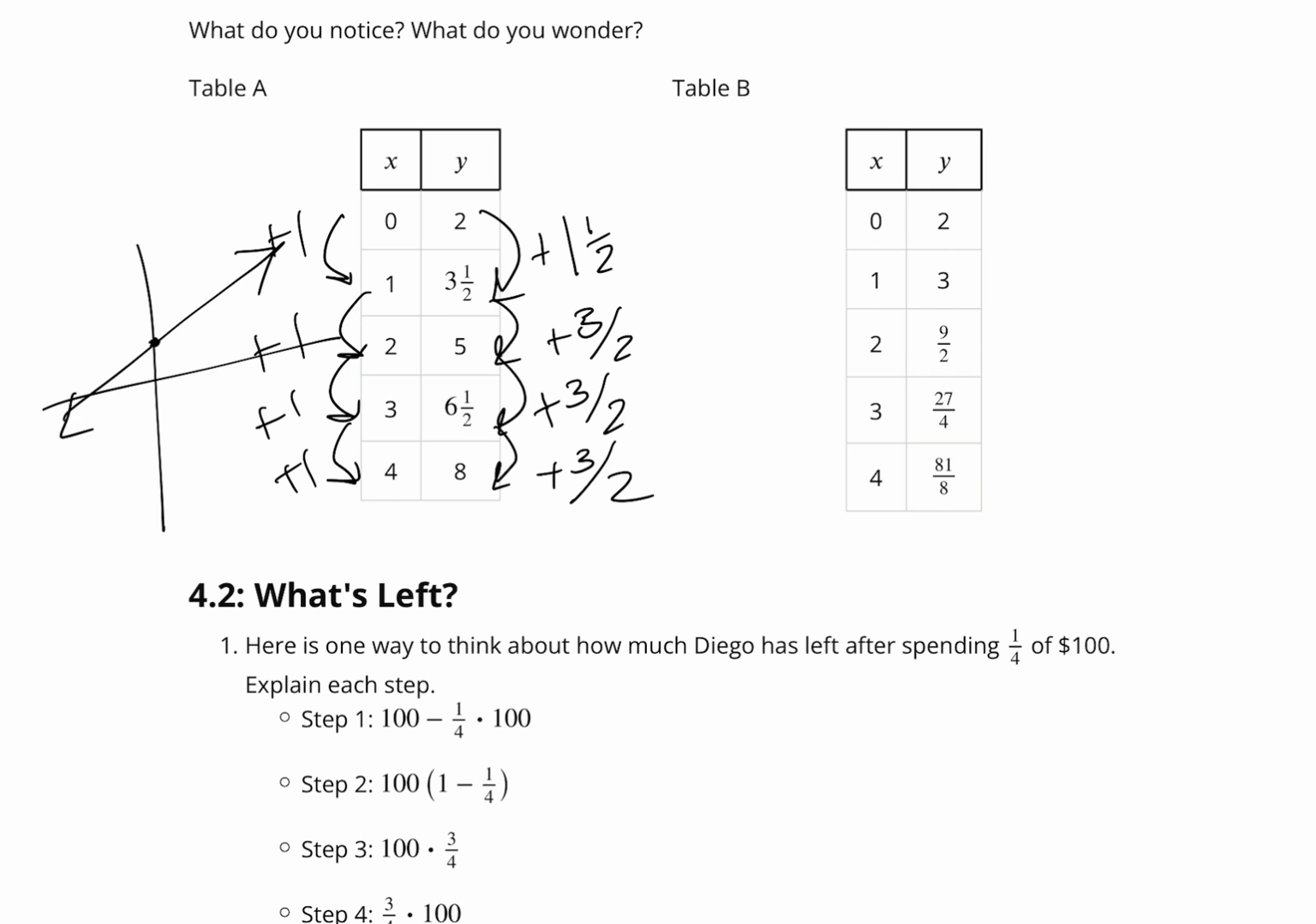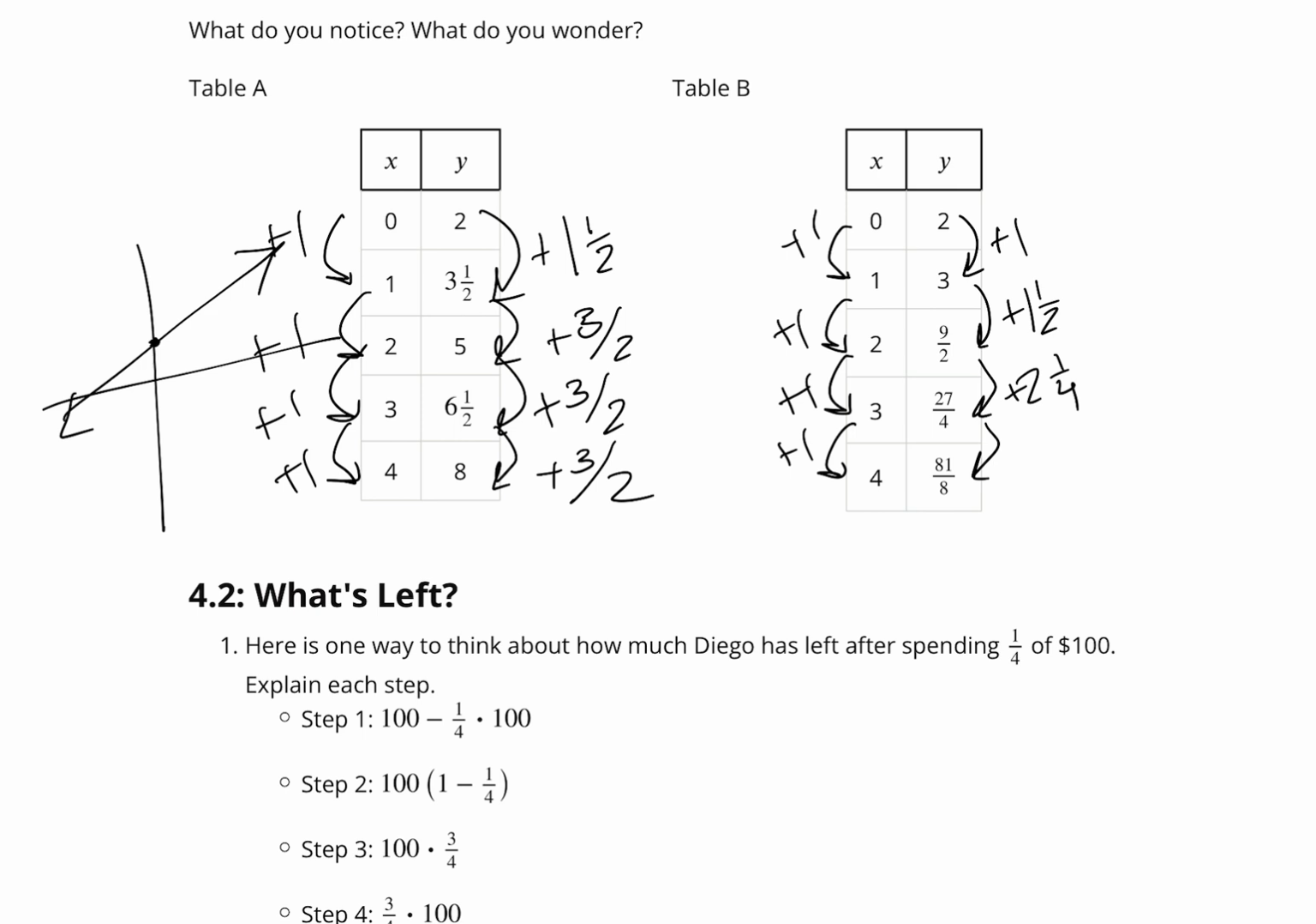But looking at table B, for every single plus 1 in x, we are changing how much we increase y. First we go up by 1, 3 to 9/2. 9/2 is 4.5, so we're adding 1.5 or 3/2. From 9/2 to 27/4, 27/4 is the same as 6 3/4. So if we're going from 4.5 to 6 3/4, we're adding 2 1/4. So we're increasing as we are increasing x.